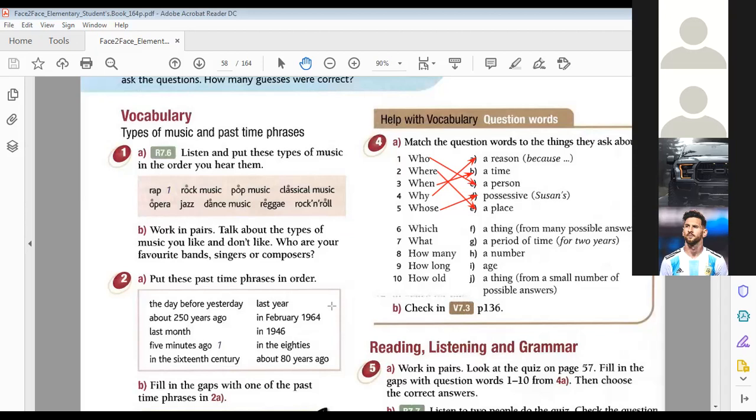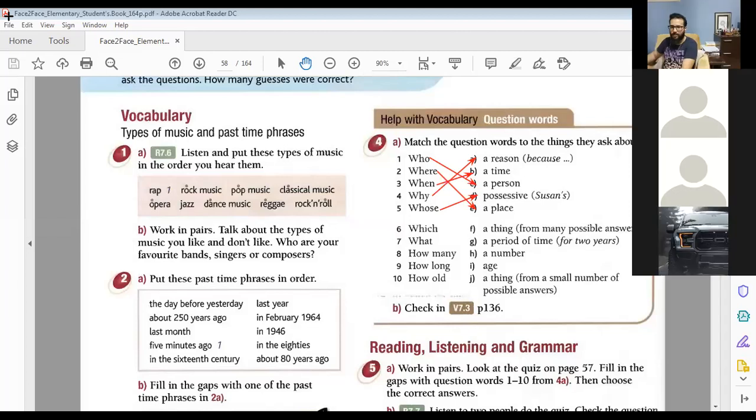So we are doing a quick review about the things we talked about last time. Okay. All right. Which? How do we use which? What's the difference between which and what? What's the difference? Who can tell me?